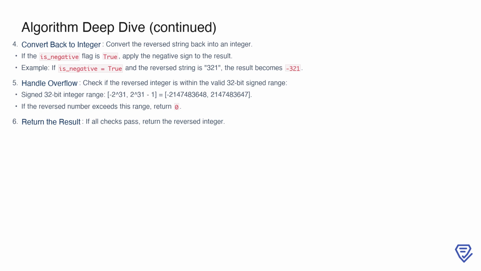After obtaining the reversed integer, we need to ensure it falls within the valid 32-bit signed integer range, which is from -2^31 to 2^31 - 1, or -2147483648 to 2147483647. If the reversed number exceeds this range in either direction, we return 0. Finally, if all these checks pass, we return the reversed integer as the result. This approach ensures correctness while handling edge cases and potential overflow scenarios.